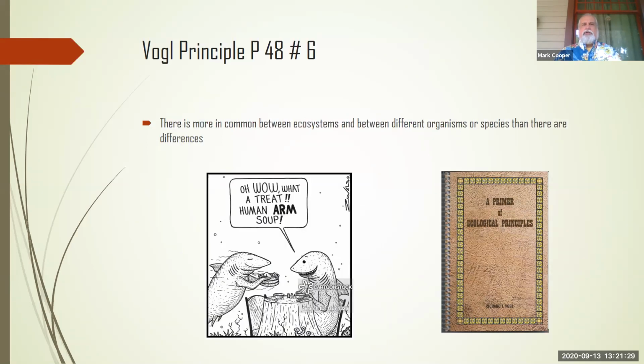All right, so just to give you another principle that goes along with frogs, there's more in common between ecosystems and between different organisms and species than there are differences. And so as the frog goes, so do we. And so we have to be very, very careful. Once we start seeing all these species disappearing, it becomes an issue for us. And you see in this cartoon, I'm showing you sharks because they are actually a threatened species that we will talk about later.